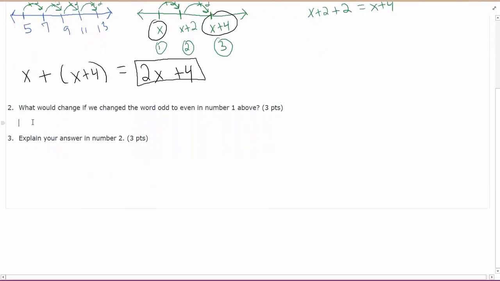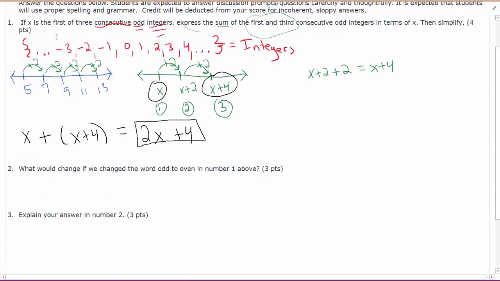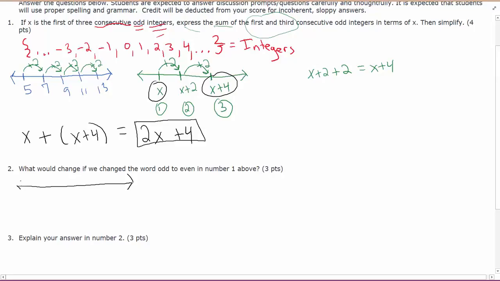Then number 2 asks what would change if we change the word odd to even in number 1. In other words, if we let x be the first of 3 consecutive even integers, express the sum of the first and third consecutive even integers in terms of x. And what you'll find is that nothing changes. Because if I look at a set of consecutive even integers, like 2, 4, 6, 8, 10, 12, and so forth, you'll notice this pattern continues, where I'm adding 2 each time.